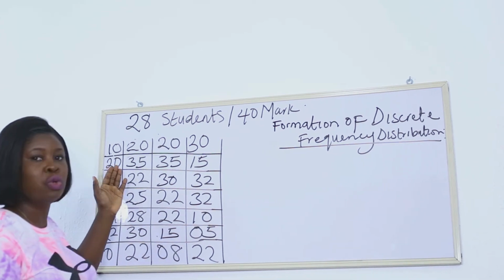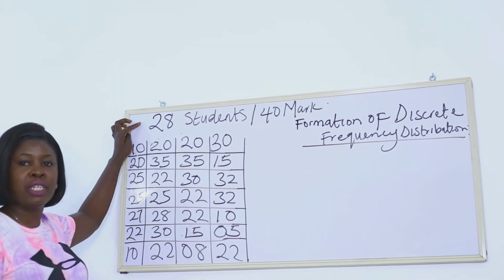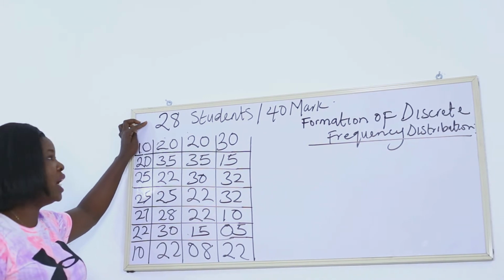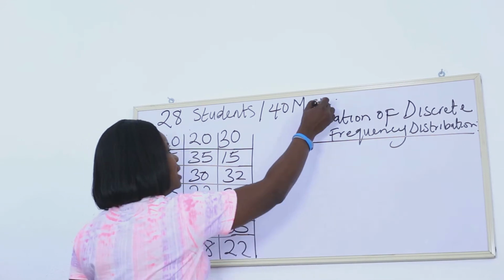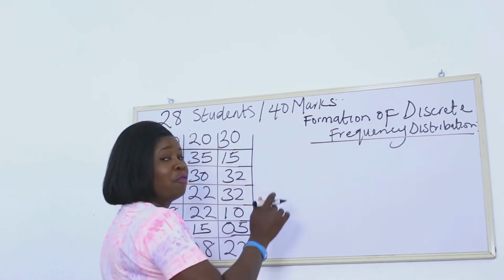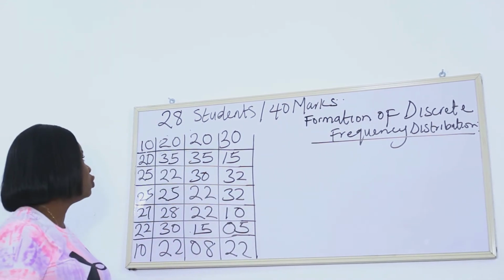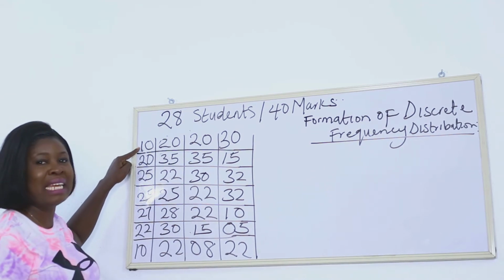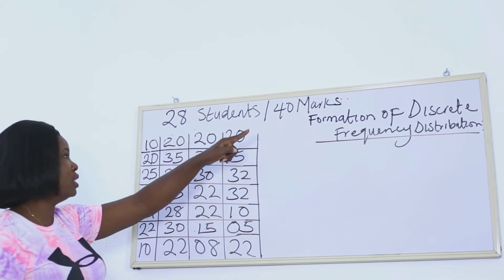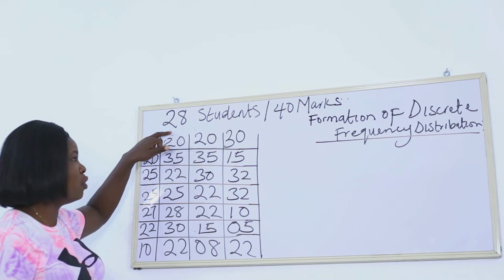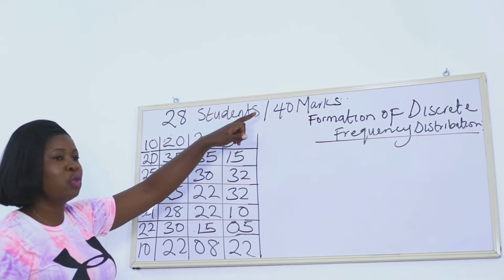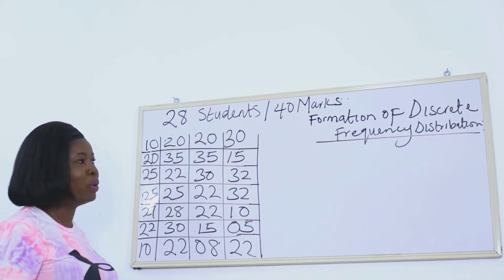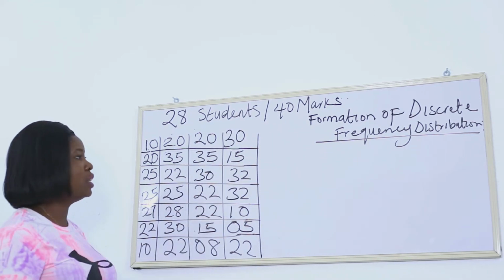The first thing to know is the total number of students that we have. How many students do we have? We have 28 students, and the total mark is 40 marks. Each of these students, the first student has 10 marks over 40. The other student has 20 over 40, the third 20 over 40, the fourth 30 over 40, and like that. So we have to form it into a frequency distribution.